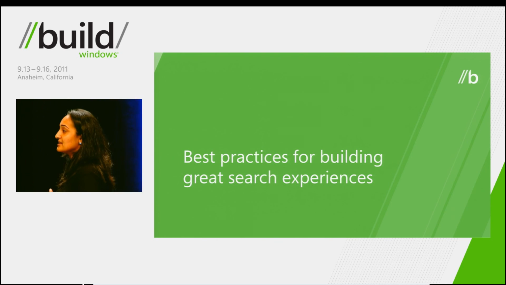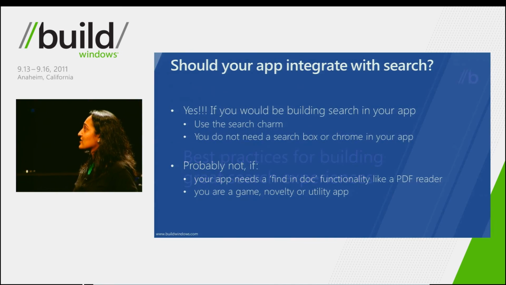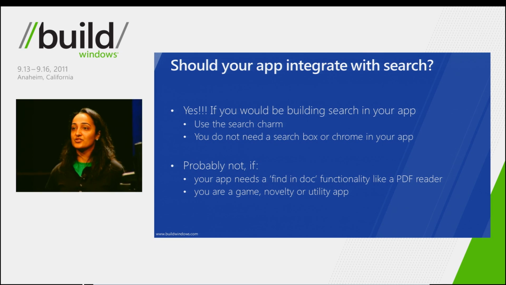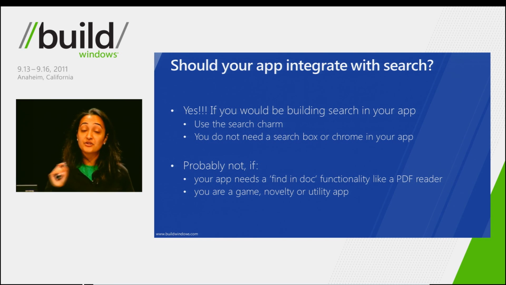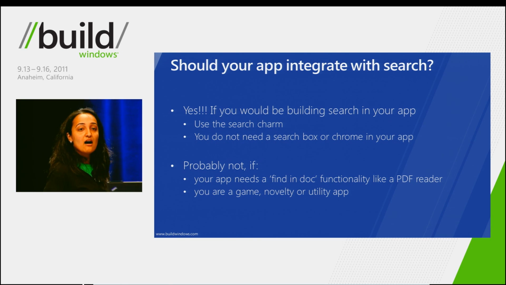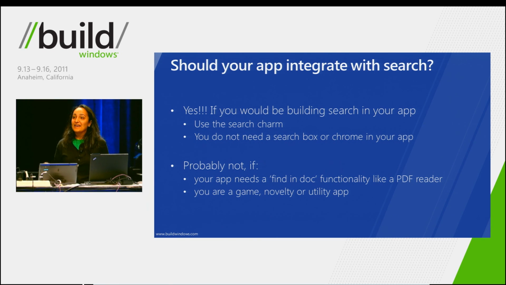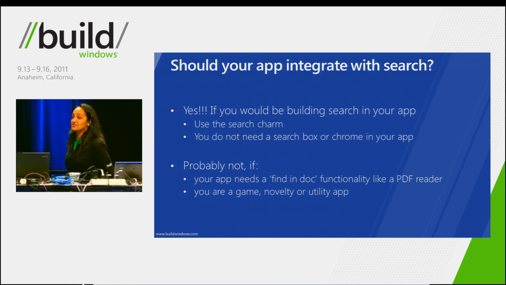So we've talked about some customization so far. Let's just look at the overall best practices when you're building great search experiences. The first thing, of course, is the question, should your app integrate with search? Let's go back to what Jensen talked about during the keynote. Just because we have a lot of great contracts, it's not a good checklist just to run through. But a very good rule of thumb for search, because it is quite common, is: are you going to be implementing search in your app anyway? If so, yes, absolutely, integrate with search.